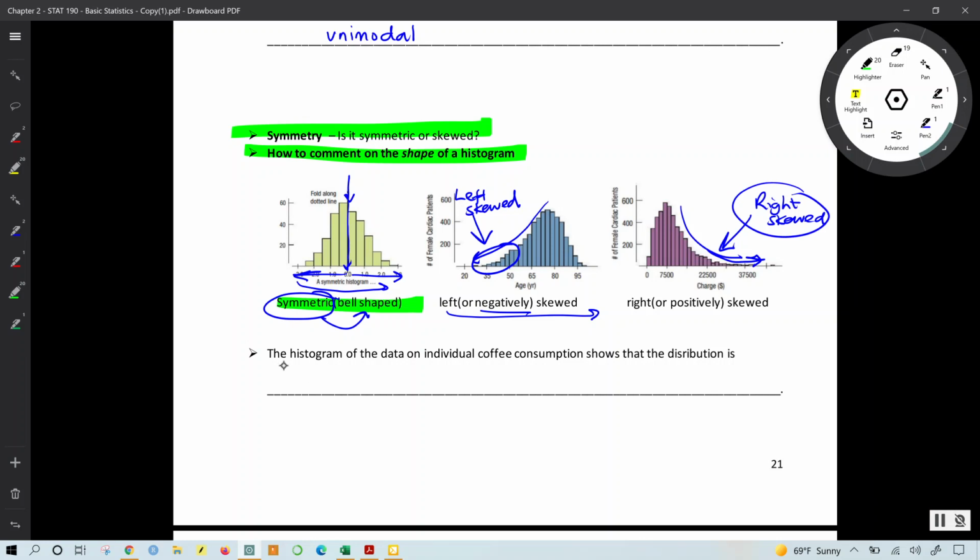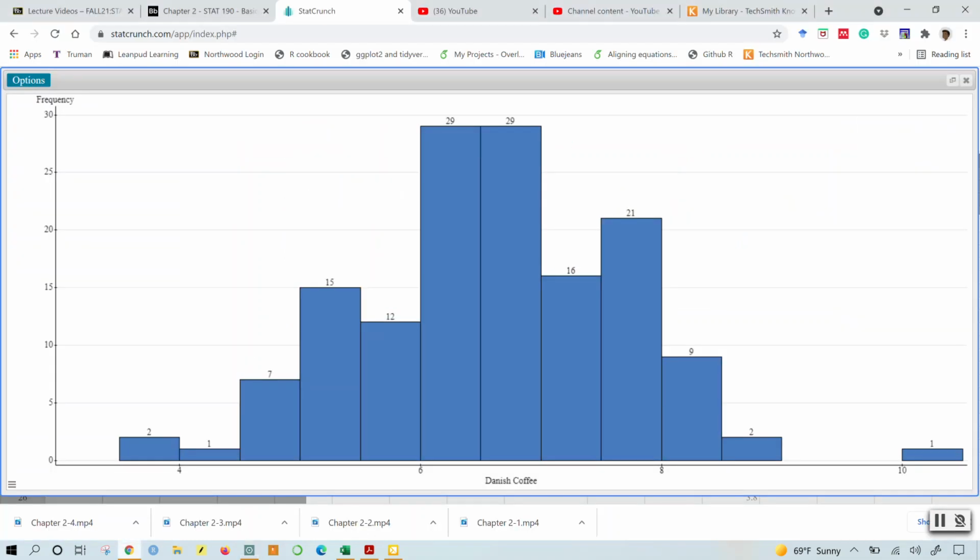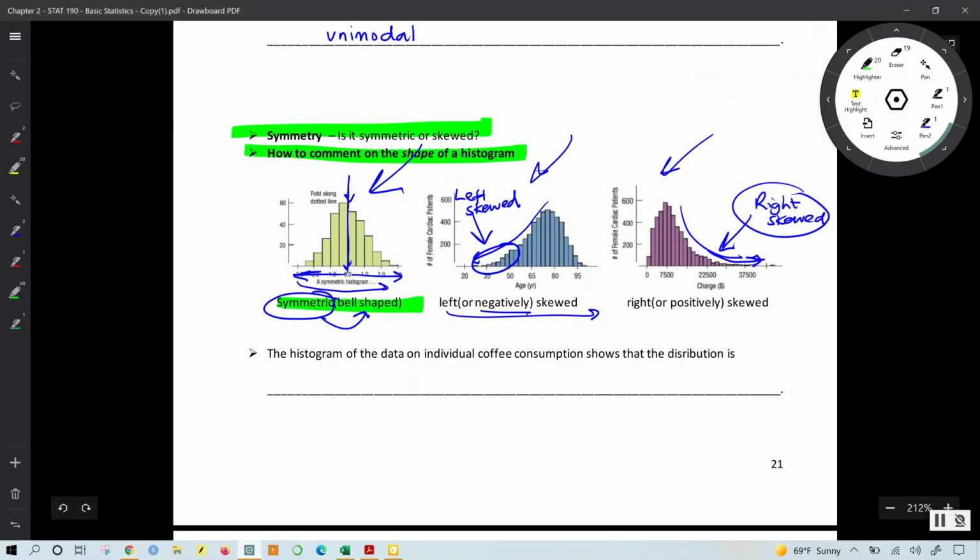So, having learned these three possibilities, let's go back to our histogram on daily coffee consumption. Symmetrical or skewed? I would argue that for the most part, there is a line that can cut this into two approximately equal reflections of the other. So this is said to be symmetric. In statistics, there are no exact values. So in this case, the histogram actually shows that the distribution is symmetric or bell-shaped.